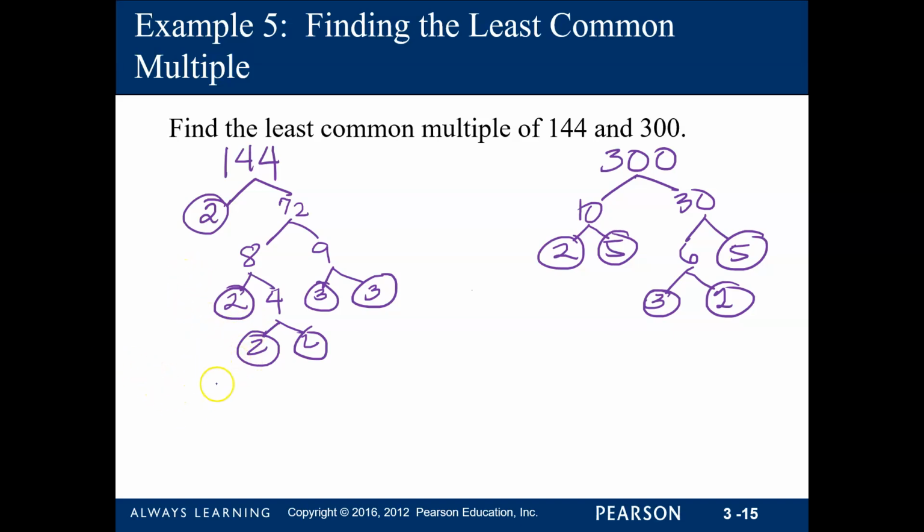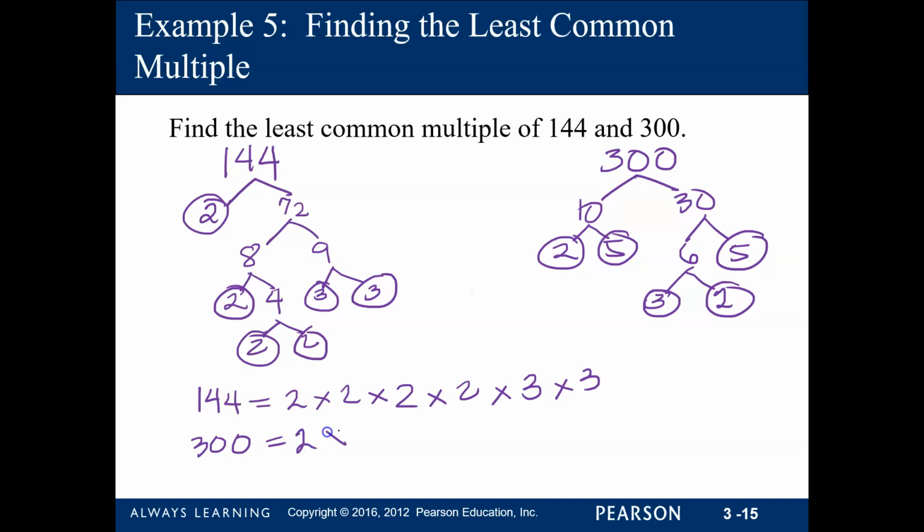All right? So, if we're looking for the LCM, we list down our prime factorization, similar to what we did with GCF. So how many 2's do we have here? There are 4 of them, so 2 times 2 times 2 times 2. And then we have two 3's, times 3 times 3. We align the prime factors of 300. We have two 2's, 2 times 2. How many 3's? We have one 3. And then we have two 5's, which are not present in 144, times 5 times 5.